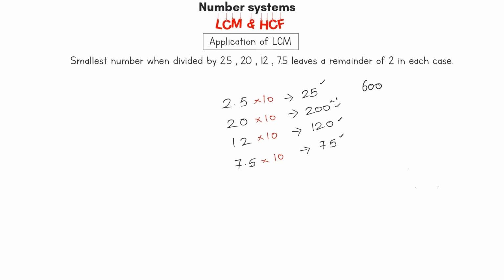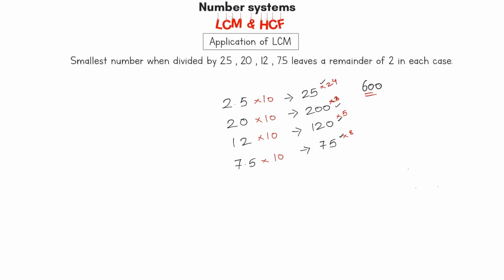In case you are wondering how, let's do this. 75 into 8: 7 8s are 56 plus 8 5s are 40, 600. And this is into 5, 120 into 5, this is 200 into 3, and this is 25 into 2 is 50 into 4, right? That is how you will get to the LCM of these. So you got the LCM as 600.